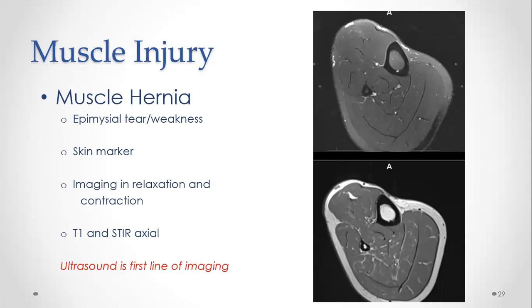Moving on to a different type of muscle injury, muscle hernia. Muscle hernia occurs when there is a tearing of the epimysium, and the epimysium is that sheath that surrounds the muscle. An example of that is this patient with extensor compartment muscle hernia due to a tear of the epimysium. From my experience, I prefer to do an ultrasound on these patients rather than MRI, because with ultrasound, I would be able to do dynamic examination and compare the two sides.